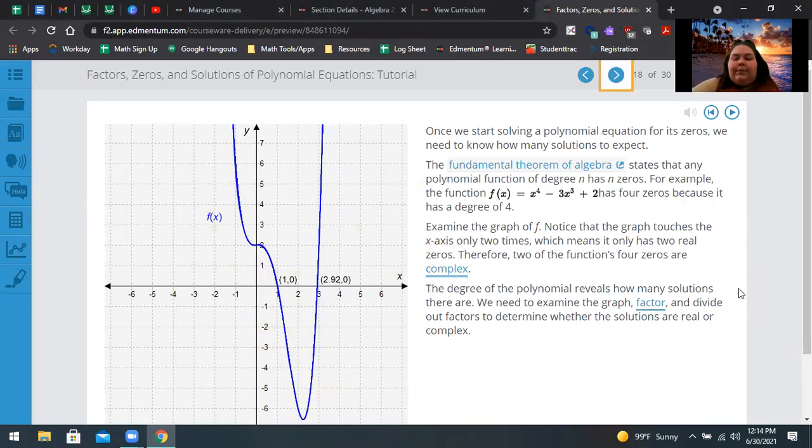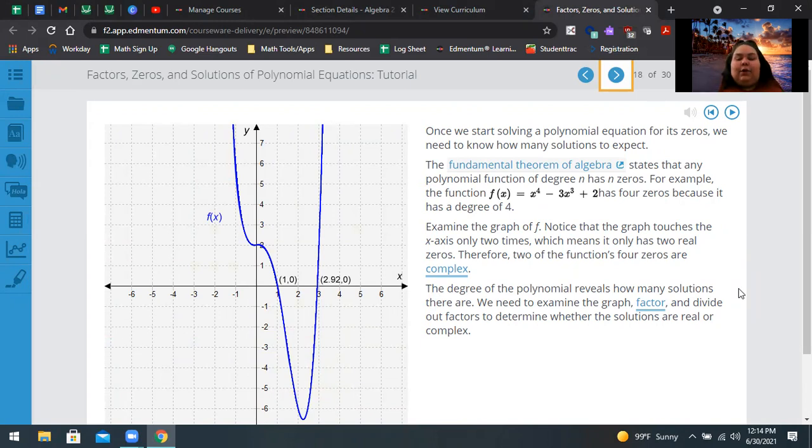So the fundamental theorem of algebra states that any polynomial function of degree n has n zeros. For example, the function f of x equals x to the fourth minus 3x cubed plus 2 has 4 zeros because it has a degree of 4. So remember, whatever the highest degree is, that's going to be the same number of zeros or solutions you have.